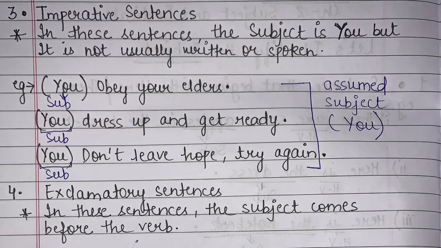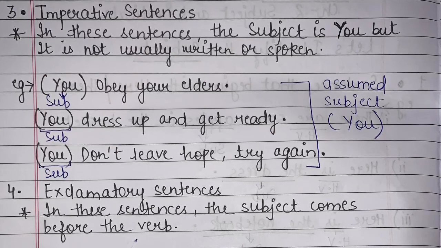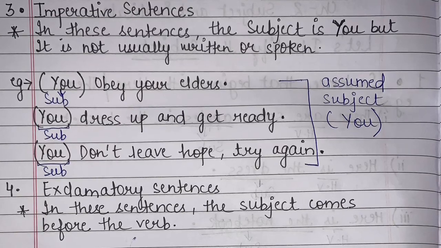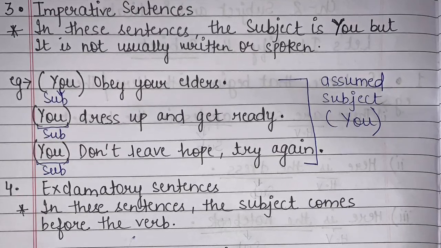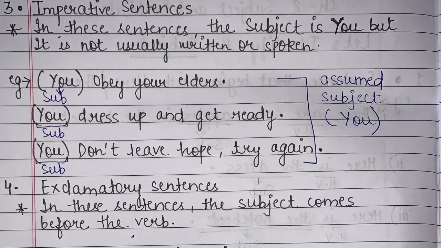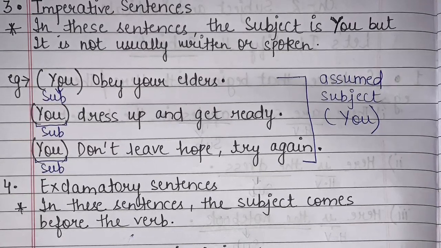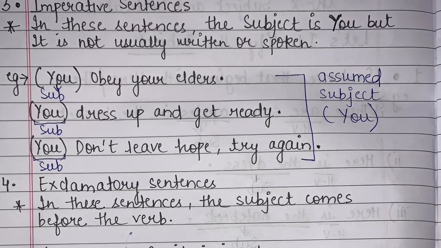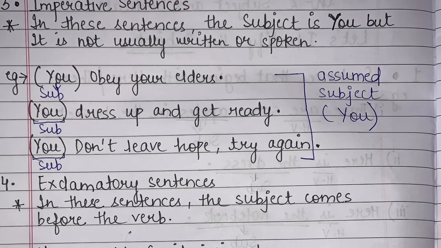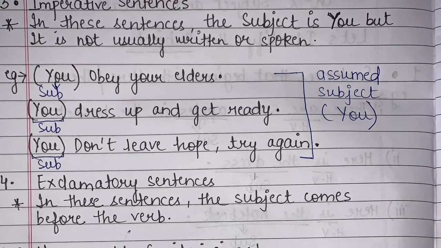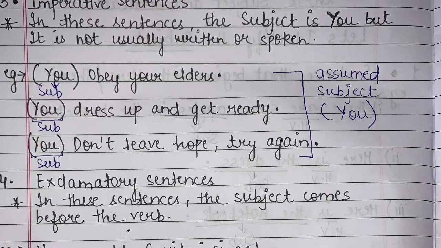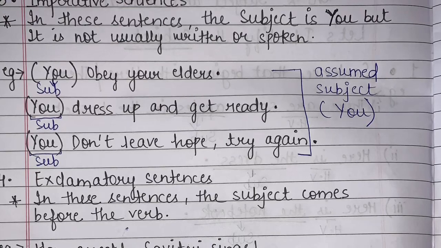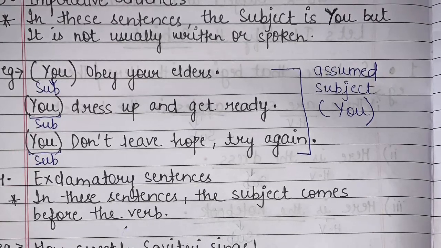Let's see another example. Don't leave hope, comma, try again, full stop. Now again they are giving this suggestion to somebody: don't leave hope, try again. So to whom are they saying this? Obviously that person who is losing hope, right? So if I add here, you don't leave hope, comma, try again, full stop. It means the subject here comes as you. So beta, make sure that whenever you have imperative sentences, you have to assume you as the subject. I hope it is clear to you now, right?